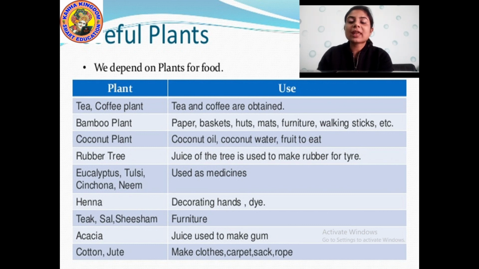Then teak, sal and sesame are the trees that give us wood for making furniture. Then acacia or kikar tree is used for making gum. The juice obtained from this plant is used to make gum. And coconut and jute plants are used to make cloth, carpet, sack and rope.